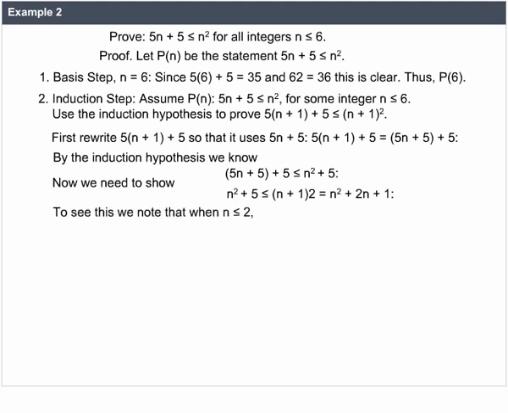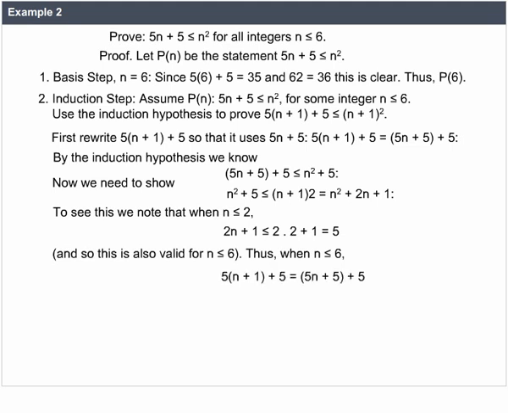To see this, we note that when n is greater than or equal to 2, 2n plus 1 is greater than or equal to 2 times 2 plus 1, which equals 5. And so, this is also valid for n greater than or equal to 6. Thus, when n is greater than or equal to 6, 5 times (n plus 1) plus 5 equals 5n plus 5 plus 5, and 5n plus 5 plus 5 is less than or equal to n squared plus 5.